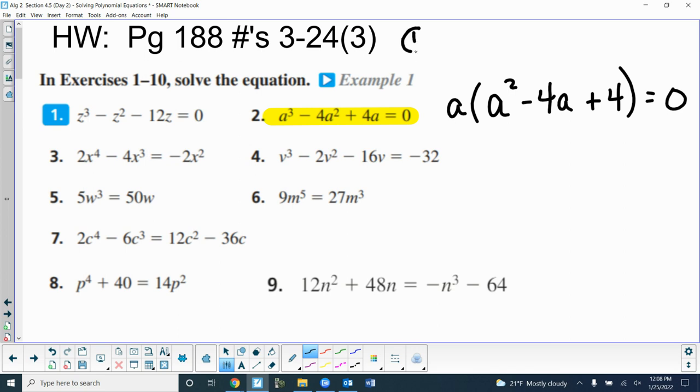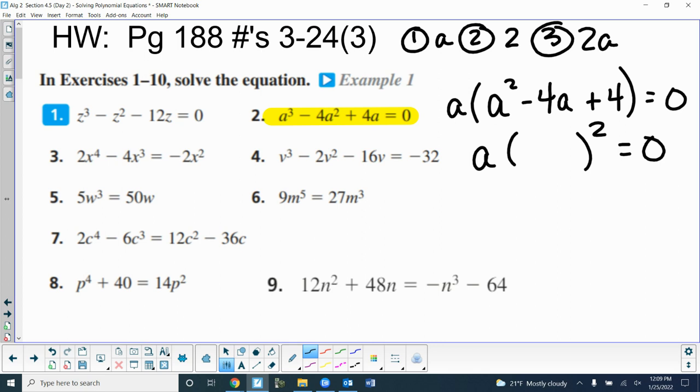Number 1 is the square root of A squared. Number 2 is the square root of 4. And number 3, you multiply them together. And if that answers half of the middle, which it is, it's one of those special ones that we could factor as a binomial squared.